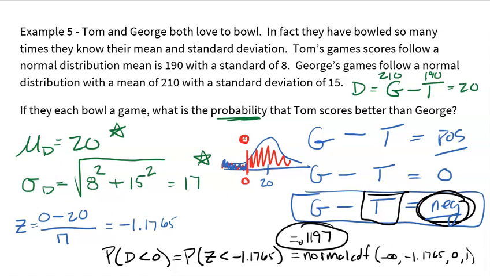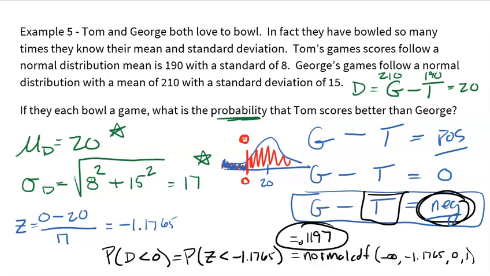So in fact, it would not be significant. It would not be weird. It would not be unlikely if Tom did better. In fact, it happens about 12% of the time. About 12% of the time, Tom is going to do better than George. And that's just because their scores deviate. Now, that does mean the other roughly 88% of the time, George is going to do better. Well, duh. George should do better because his score is typically 20 points higher than Tom's.